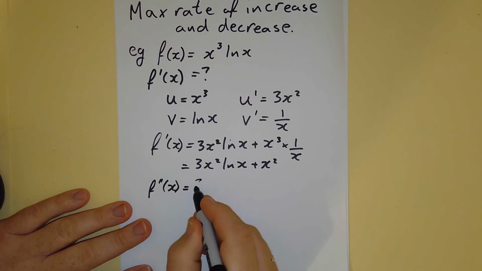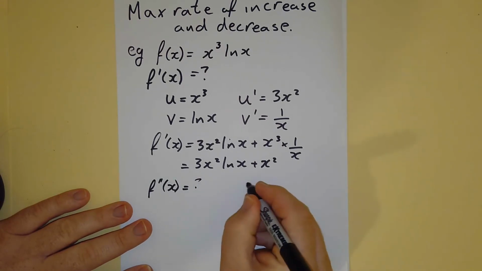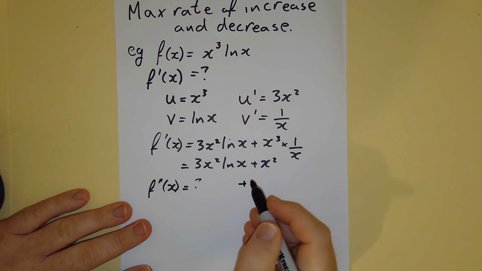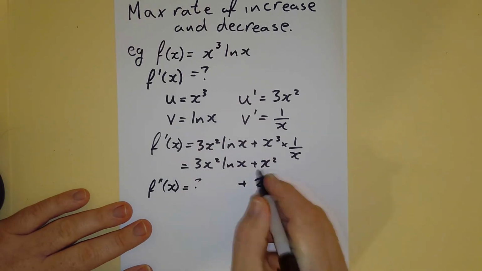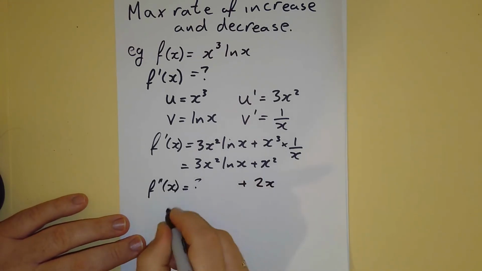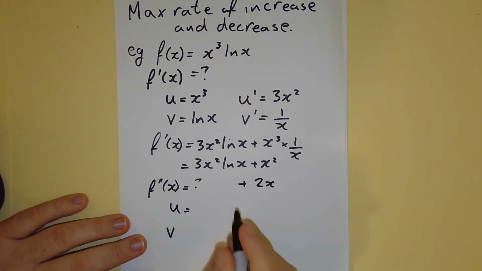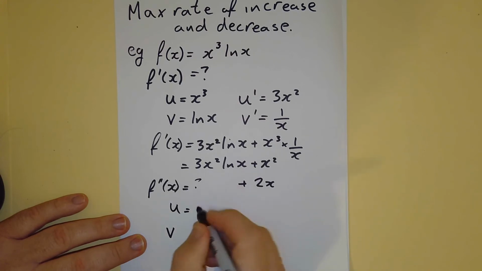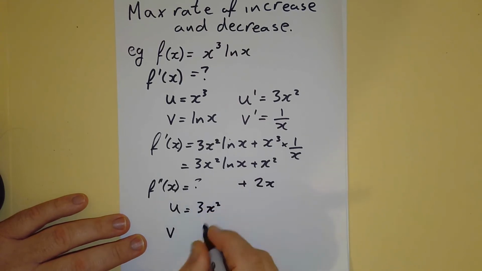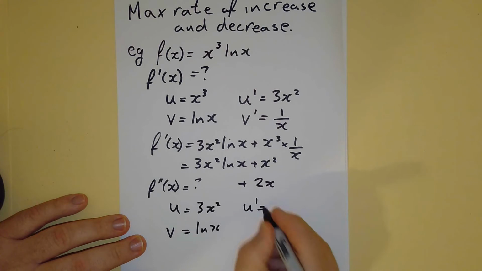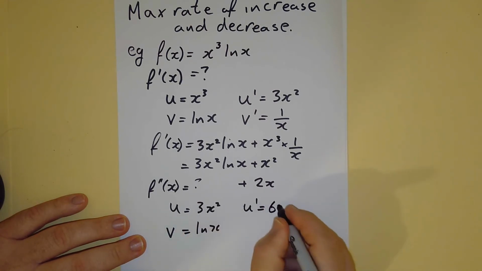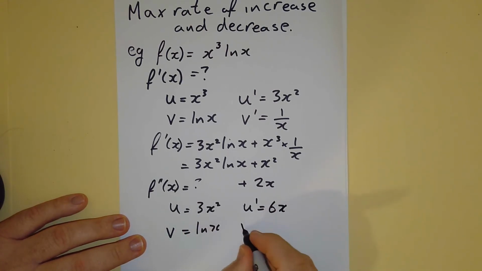Now, again, this bit here, I'm going to have to do another product rule. But here, the end bit's just going to be 2x, so I'll just write that in now. So the product rule for this, u is going to be 3x squared. My v is ln x. So my u dash is going to equal 6x, and my v dash again is 1 over x.